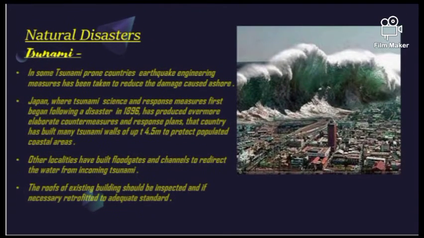Disaster management for tsunami. In some tsunami-prone countries, earthquake engineering measures have been taken to reduce the damage caused ashore. Japan, where tsunami signs and response measures first began following a disaster in 1896, has produced even more elaborate countermeasures and response plans. That country has built many tsunami walls of up to 4.5 meters to protect populated coastal areas. Other localities have built floodgates and channels to redirect the water from incoming tsunami. The roofs of existing buildings should be inspected and, if necessary, retrofitted to adequate standard.